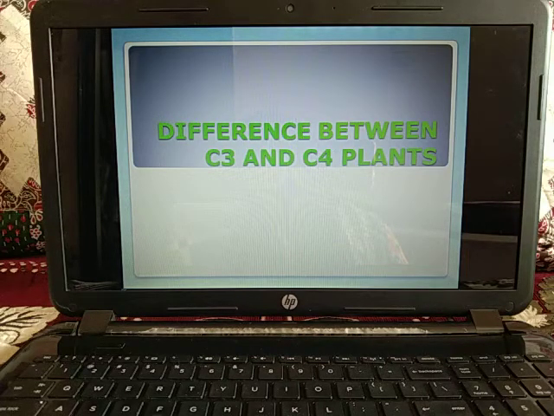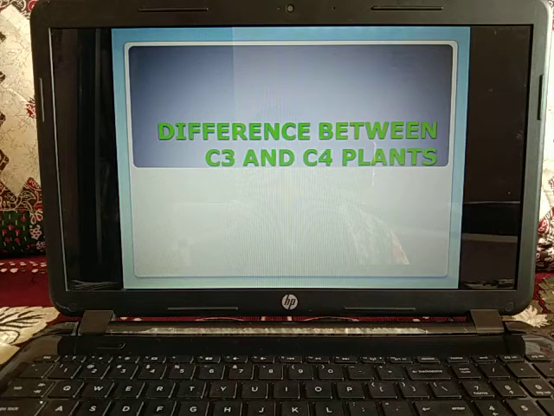Now, the carbon dioxide compensation point is 25 to 100 parts per million in case of C3 plants, and the carbon dioxide compensation point is 0 to 10 parts per million, that is ppm, in C4 plants. Mesophyll cells perform complete photosynthesis in C3 plants, and mesophyll cells perform only initial fixation in C4 plants. The rate of carbon assimilation is slow in case of the C3 plant, and the rate of carbon assimilation is quite rapid in the C4 plant.